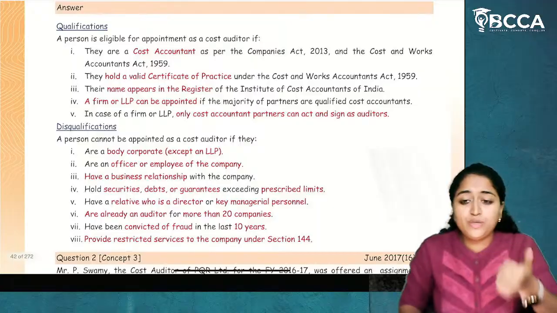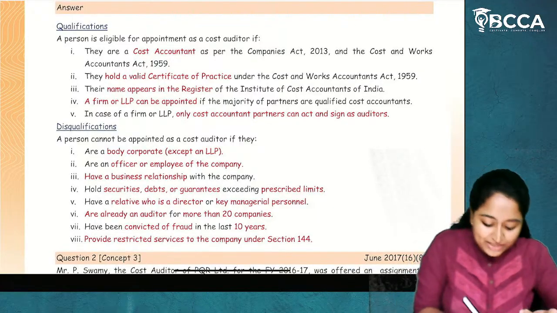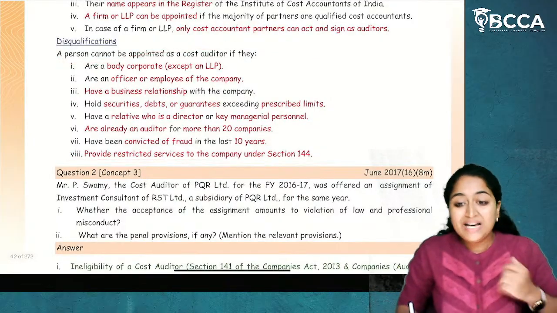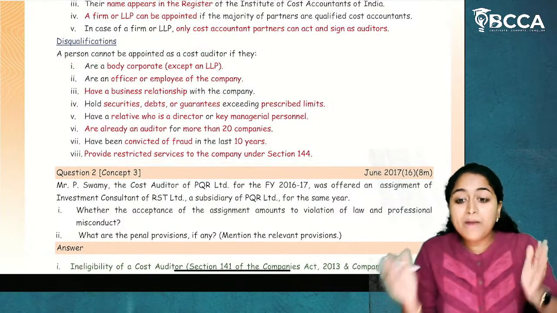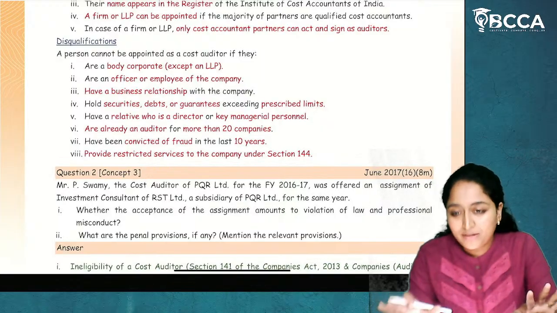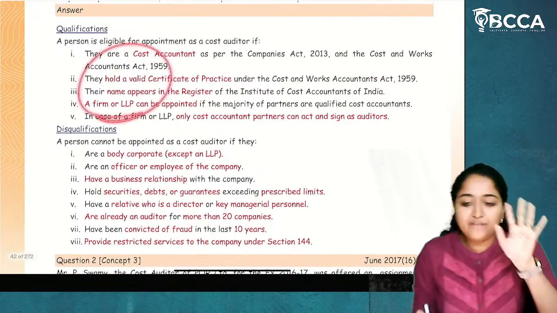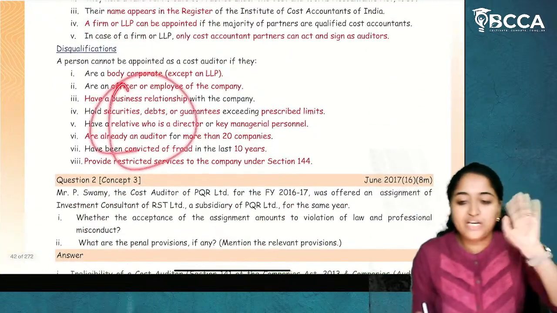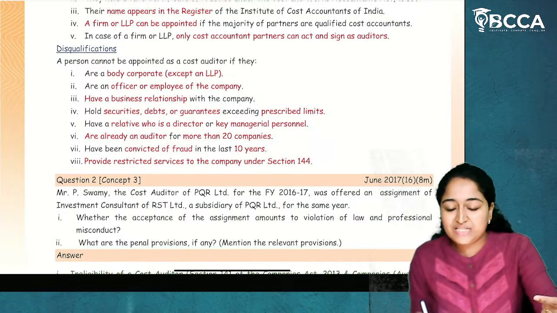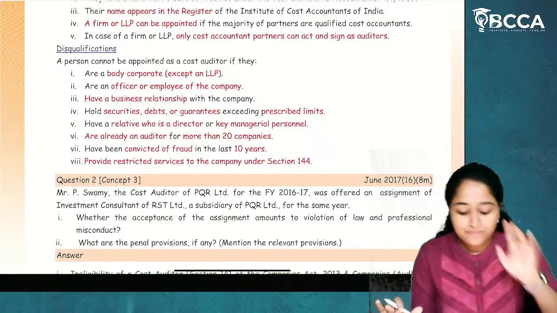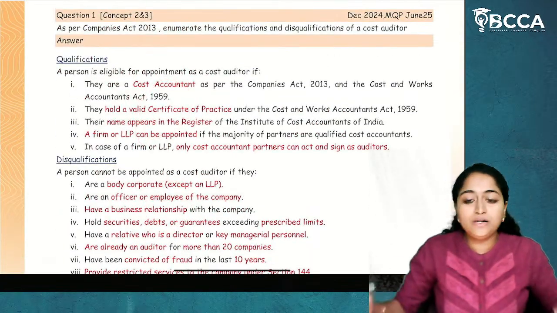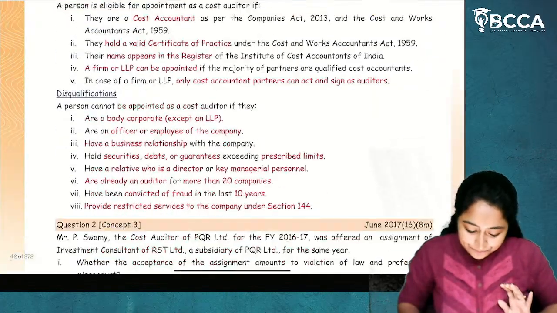So first you have to write who is a cost auditor and cost accountant in practice. Then you have to write about qualifications and disqualifications. Now this is being asked as a 7 marks question and we have so many points in it. Do we have to write all the points? Not needed. If you are writing qualifications, write 5 points. For disqualifications, 5 points. You will write the cost auditor definition and cost accountant in practice definition. That's more than enough. And if it is given as separate questions, yes, you have to write all the points. I hope it's clear.